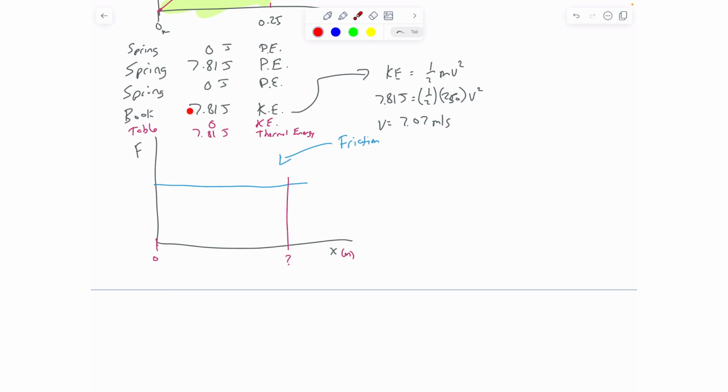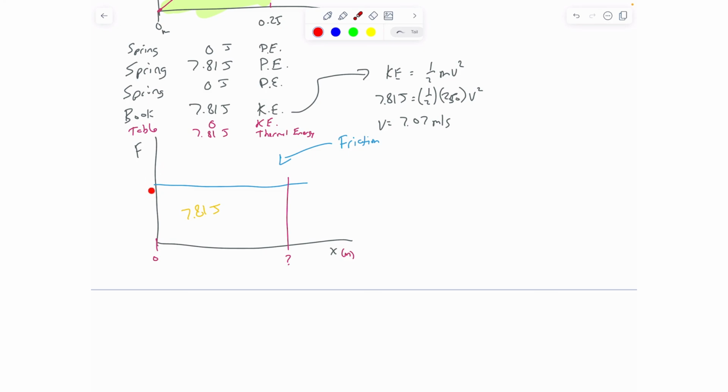Okay, so back to this. The book initially has 7.81 joules of energy. But what if the friction, which is here, drains all that? Remember, this is the force versus X. I want to drain 7.81 joules of energy. Well, how am I going to do that? I want to find out my displacement. How many meters from zero is it going to take to drain this much energy? Well, I'm going to need to know this.